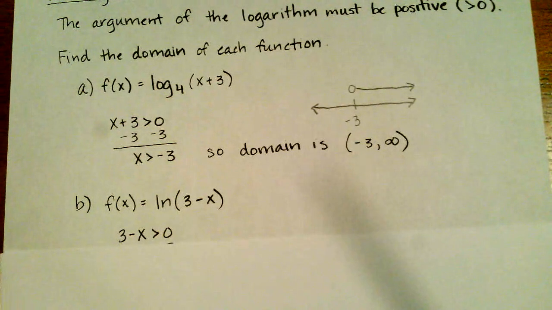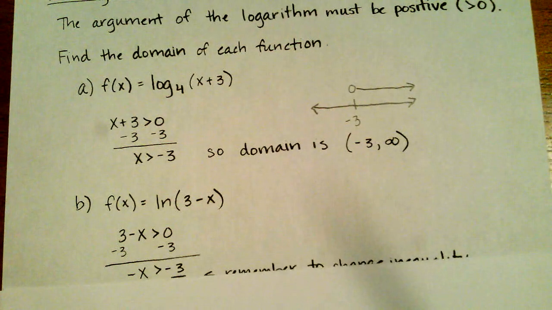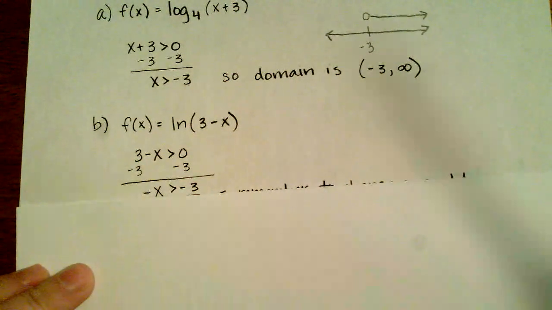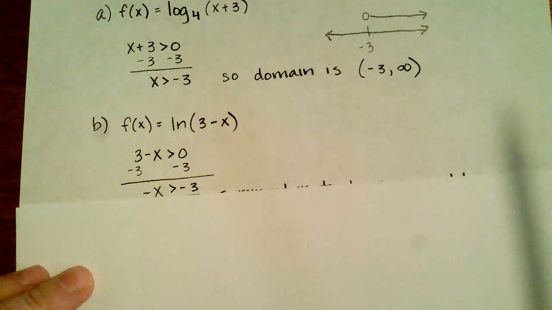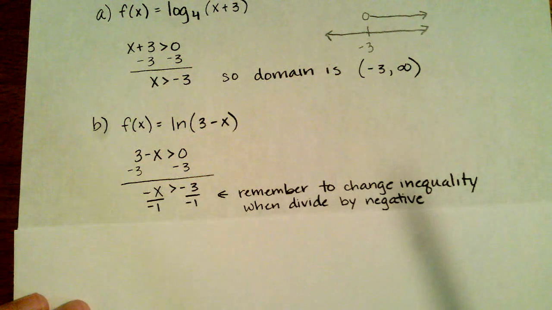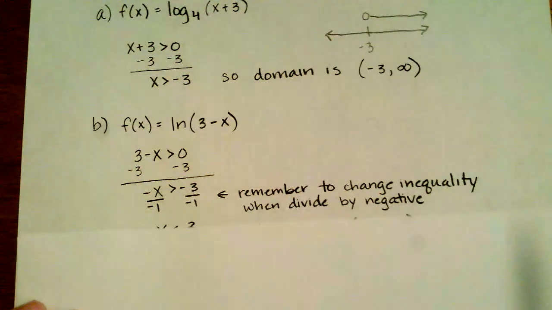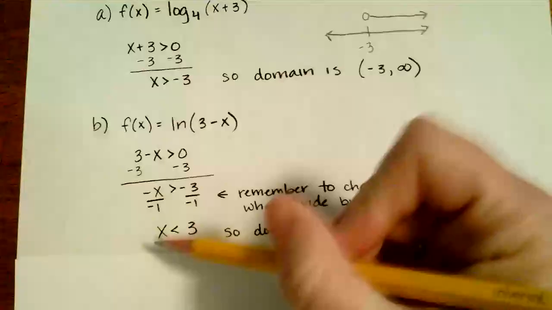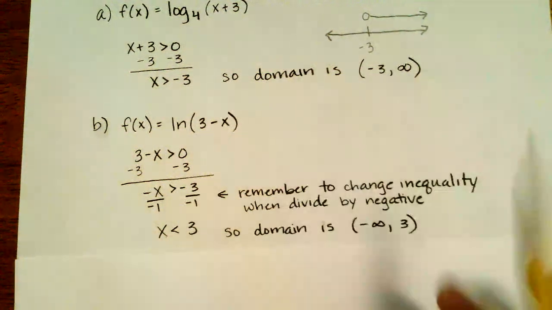So just like above, we're going to start by subtracting 3 from both sides. It's really important. Sorry, I'm going to scoot this a little bit. It's really important that you don't forget this negative sign. Okay? And this is the step that I feel like people might forget. Remember to change the inequality when you divide by a negative. So to get x by itself, we need to divide both sides by negative 1. And when we do that, we need to remember to change our inequality symbol from greater than to less than.